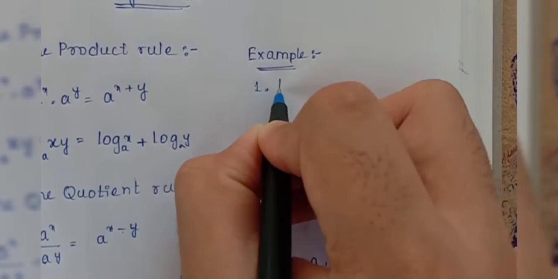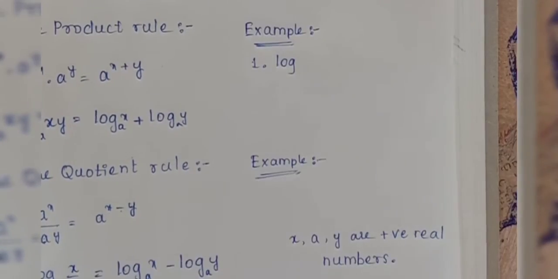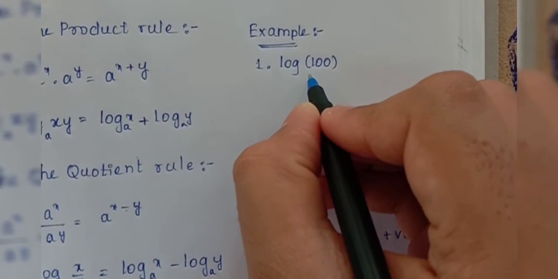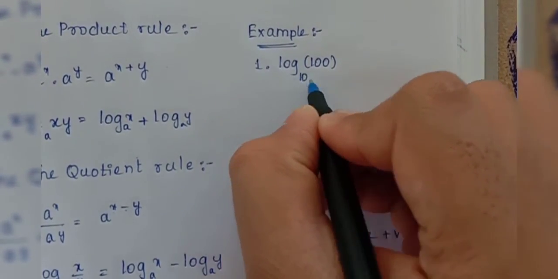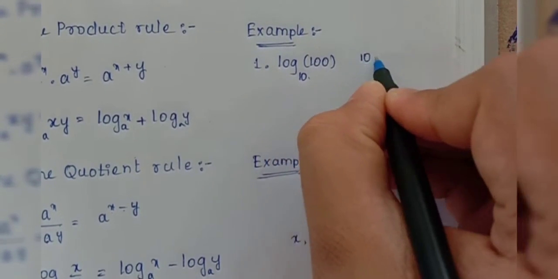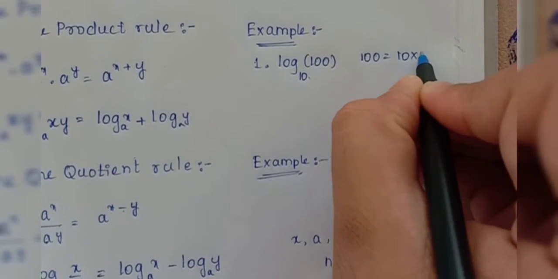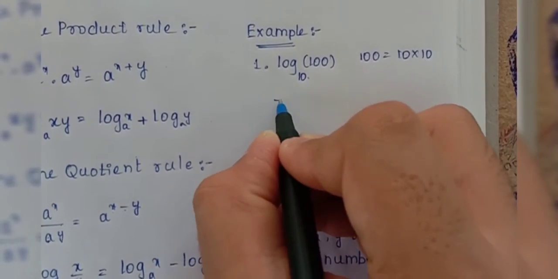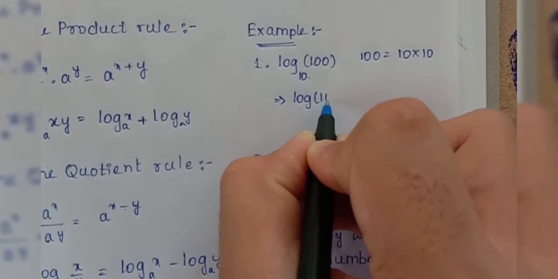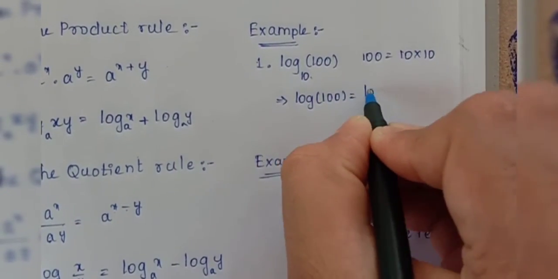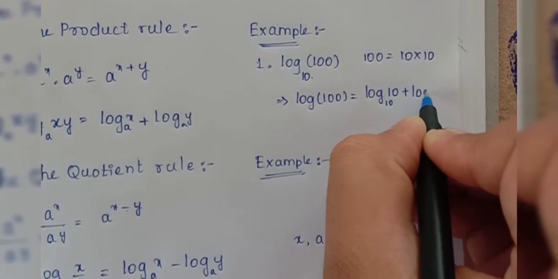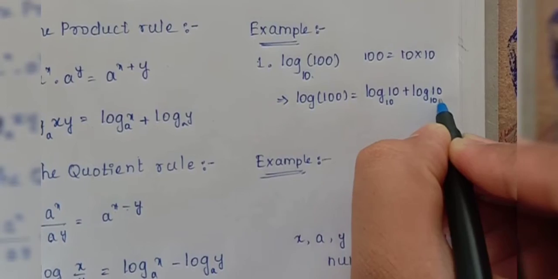First one is log of 100 to the base 10. 100 can be written as 10 into 10. That implies log 100 is equal to log 10 to the base 10 plus log 10 to the base 10.